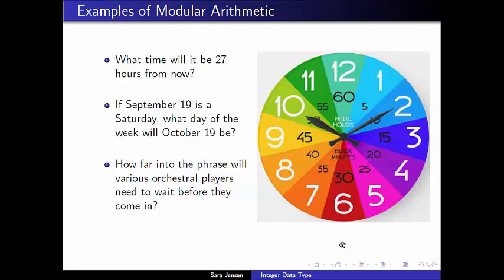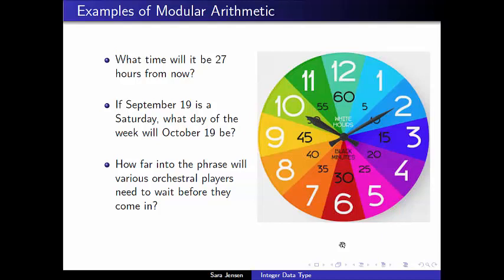I'd like to start out with some examples of the mod operation, because we actually use modular arithmetic all the time in everyday life. So if you had never heard of the mod operator before, I promise you've actually used it. You just didn't know that that's what you were doing. You use the mod operation anytime you think about things like, what time will it be 27 hours from now? If September 19th is a Saturday, what day of the week will October 19th be?